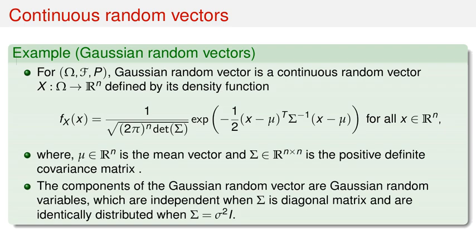The components of such a Gaussian random vector are themselves Gaussian random variables. They are independent if and only if the covariance matrix Sigma is a diagonal matrix. They are identically distributed if Sigma is a scalar multiple of the identity matrix, Sigma equals sigma squared I, and all components of mu are equal. This concludes our overview of random vectors, their distributions, and the concept of independence for random vectors.